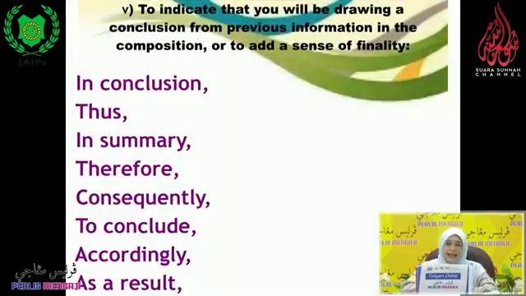To indicate that you will be drawing a conclusion from previous information on the composition, or to add a sense of finality. You're coming to an end. This is when you say, in conclusion, thus, in summary, therefore, consequently, to conclude, accordingly, and as a result. You indicate you are about to come to the end. You are about to stop. So you use all this.